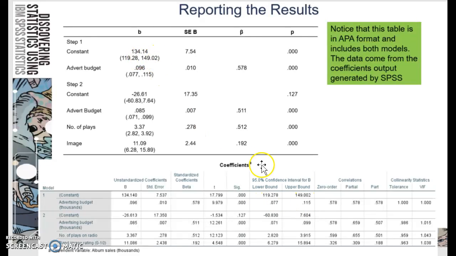All right, so you should be able to look through this table and look through your coefficients and generate an APA table. So the whole point of this being that with your regression model, you can put as many variables into your model as you want, but you've got to decide which model is going to be the better model to predict whatever it is you are trying to predict.